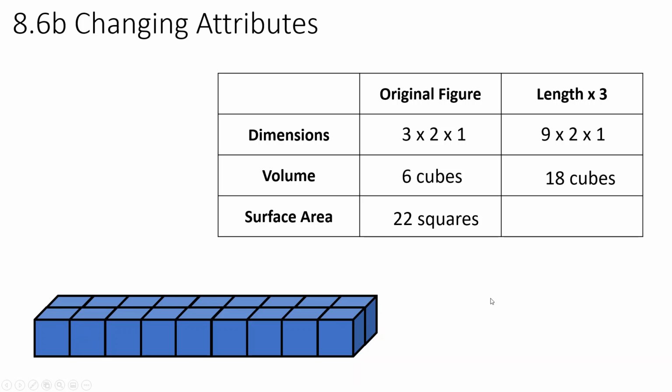So now the surface area increases, but you don't multiply the surface area by 3. The front faces tripled, the top faces tripled, but the side faces did not. So that's the big thing that kids mess up on. So you have to do some calculating to figure it out. So it's going to be 58 squares.